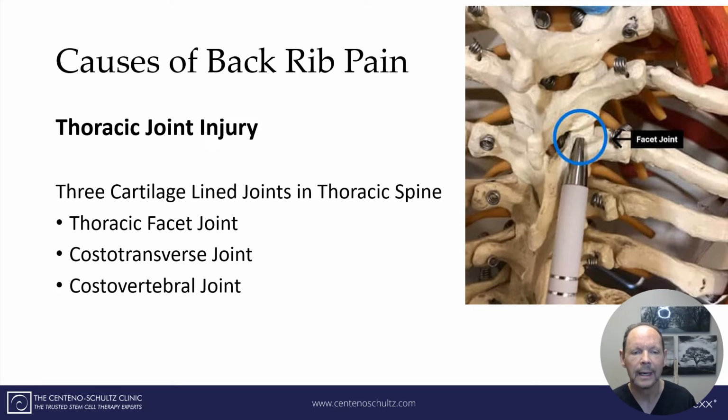Number 3, a thoracic joint injury. That's right. And there's 3 joints that are very important in the thoracic spine. They include the thoracic facet joint, the costotransverse joint, and the costovertebral joint. And these have been covered in previous videos.